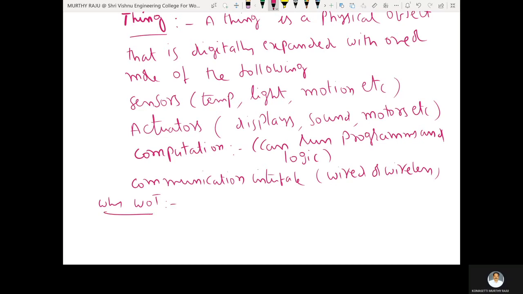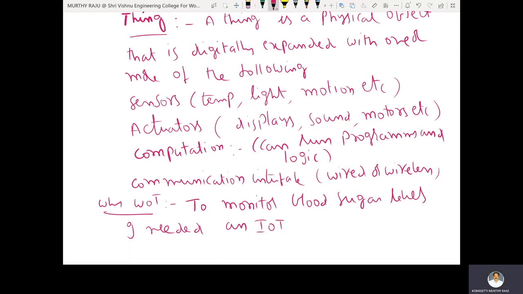Coming to why WoT, why Web of Things? Suppose in medical applications, to monitor blood sugar levels, I needed an IoT enabled continuous glucose monitor device.